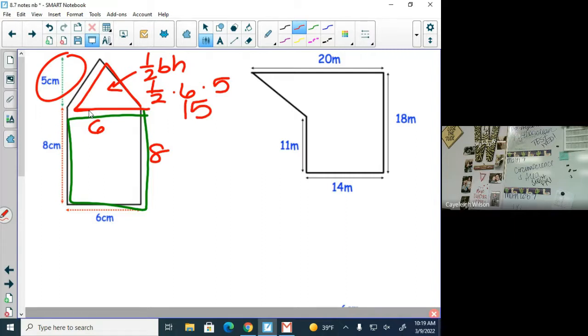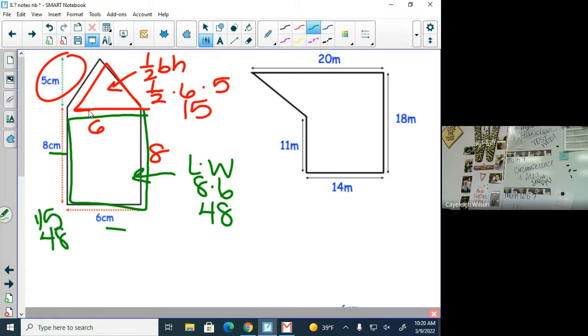Then I'm going to look at my rectangle. My rectangle area is length times width, because that's what it says. So 8 times 6 is 48. And then what am I going to do to get my final answer? Right? Add 15 plus 48. So 15 plus 48 is 63, and that's centimeters squared.